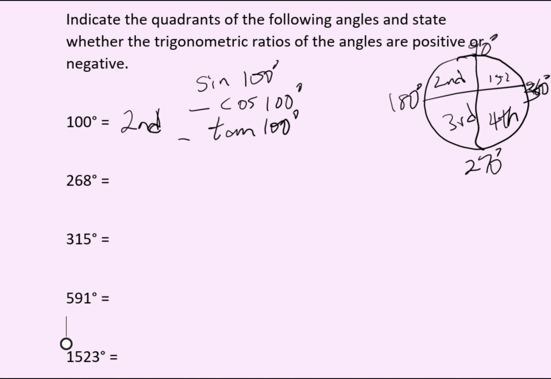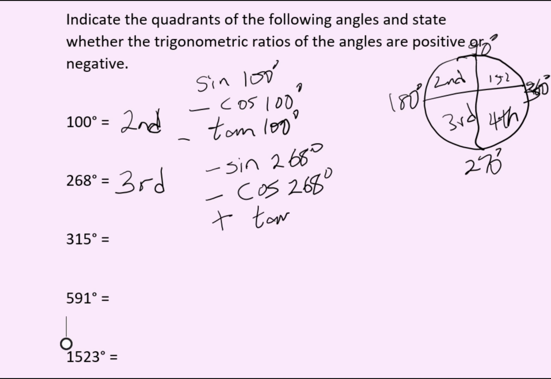For the second one, we have 268 degrees. If we look at it, 268 degrees falls between 180 degrees and 270 degrees. That is the third quadrant. Now, let's look at the trigonometric ratios for the third quadrant. In the third quadrant, only tangent is positive. So that means we have minus sine 268 degrees, minus cos 268 degrees and plus tan 268 degrees, because only tangent is positive in the third quadrant.